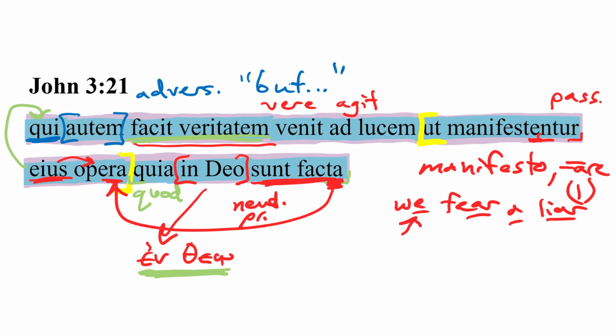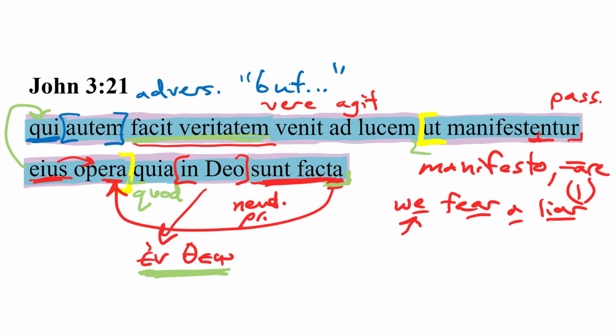But in any case, ut manifestentur eius opera quia in Deo sunt facta, this is a construction just like that we find in the famous phrase from the King James Version of the Bible, see the lilies, how they grow. Right? This isn't typically how we would say things in modern English. We would say, see how the lilies grow. And similarly, this pair of clauses here, we would translate into English as, but he who does truth comes to the light in order that it may be manifest, or it may be made known that his deeds have been done in God. That's how we would put all this together in English.